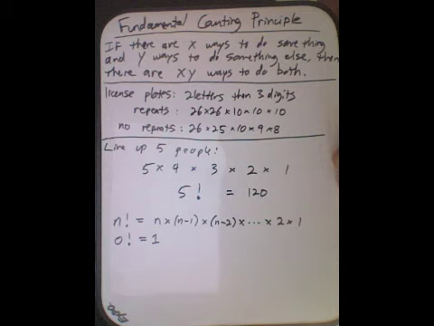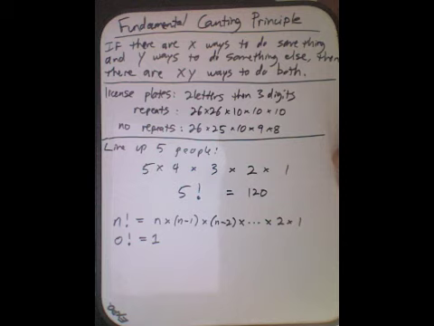So the number of ways to do this is 5 times 4 times 3 times 2 times 1. That gets a special name in math. It's called 5 factorial, and it looks like this. That doesn't mean 5. It means 5 times 4 times 3 times 2 times 1, which is 120.